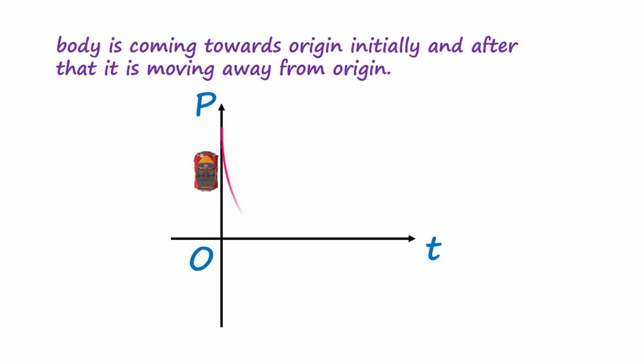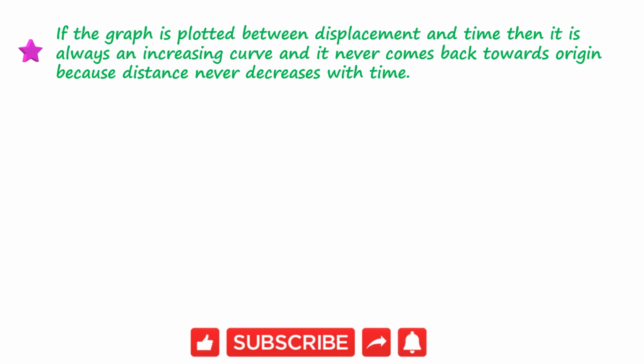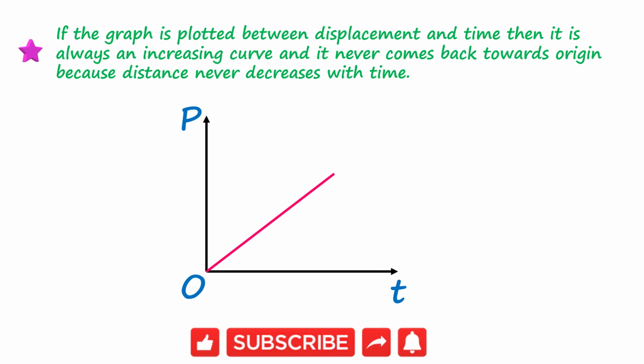Here the curve represents that the body is coming towards the origin initially and after that it is moving away from the origin. Note that if the graph is plotted between distance and time, then it is always an increasing curve and it never comes back towards the origin because distance never decreases with time.